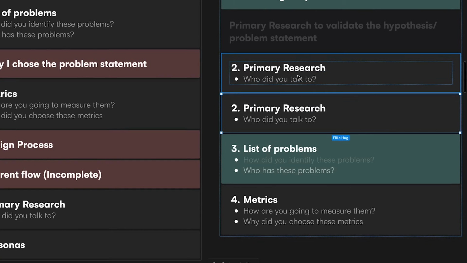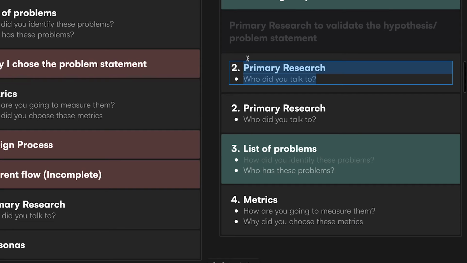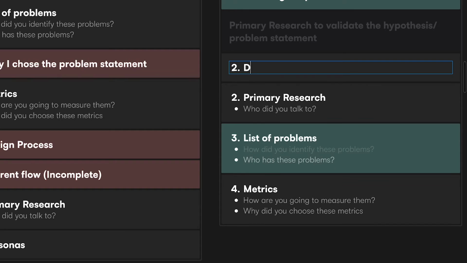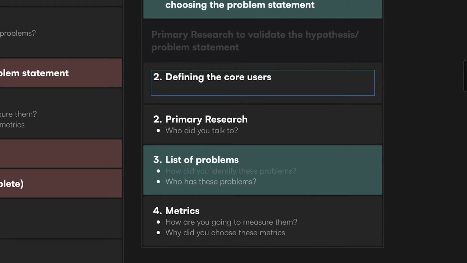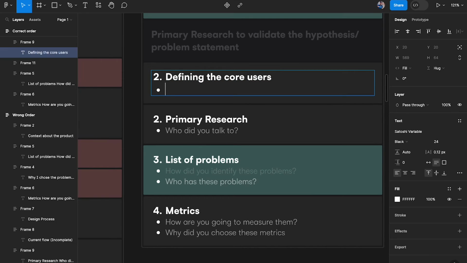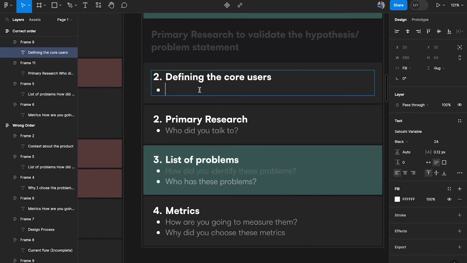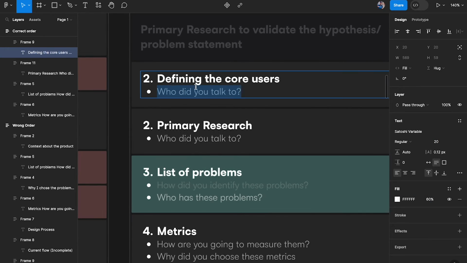So I'm going to duplicate this. And I'm not actually going to call it personas. I'm going to say defining the core users. What sort of people? And this is basically my suggestion. So maybe I'm going to copy this and paste that over here, drop the opacity to 60 and then make this 20. So defining the core users.